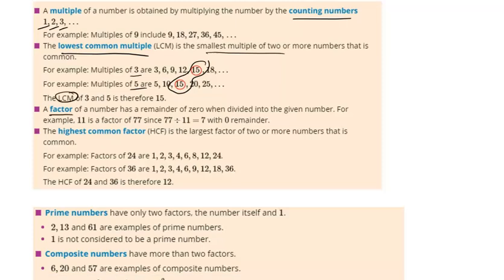Multiples are the number itself and bigger. Factors are the number and smaller. So a factor of a number has a remainder of 0, so it's a whole number when it's divided by a given number. For example, 11 is a factor of 77. We know that it gives us 7 with a remainder of 0 to show that it's a factor, but both 11 and 7 are factors of 77.